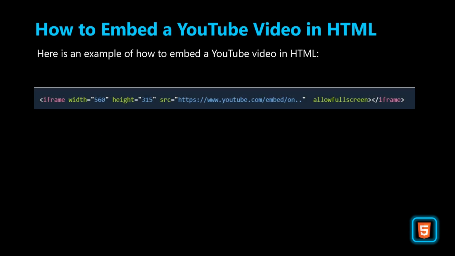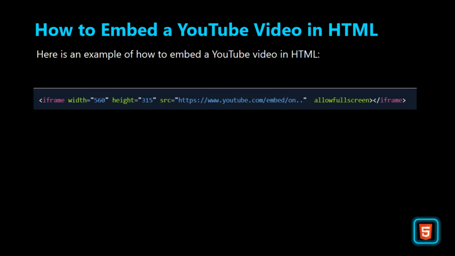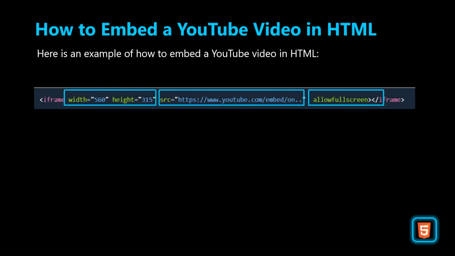Here is an example of how to embed a YouTube video in HTML. The width and height attributes specify the size of the video player in pixels. The src attribute specifies the URL of the YouTube video. The allowfullscreen attribute allows the video player to be viewed in full screen mode.